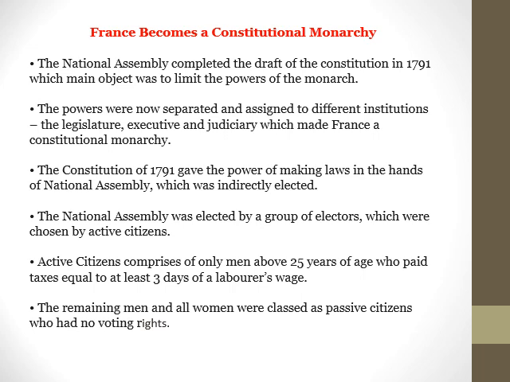Then the members of the National Assembly are the people who used to pay more tax compared to the others. The Constitution states that all the remaining men and women were classed as passive citizens who had no voting rights. Passive citizens are those who do not have any voting rights, and active citizens are those who have the voting right, but with certain rules: he should be male, about 25 years of age, and he should be capable of paying tax equal to 3 days of his labor wage.